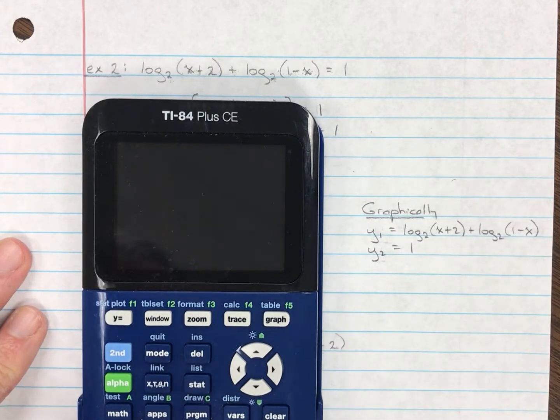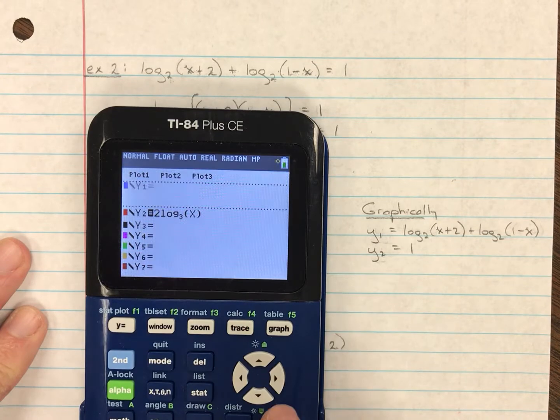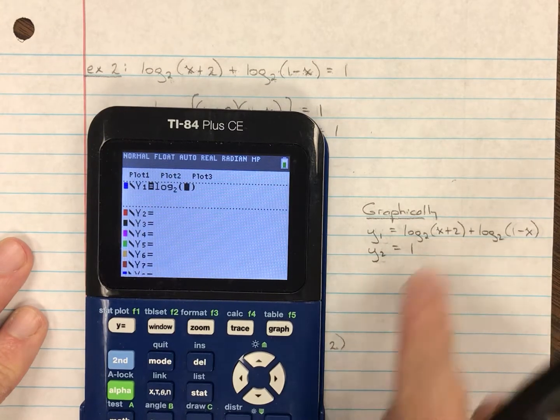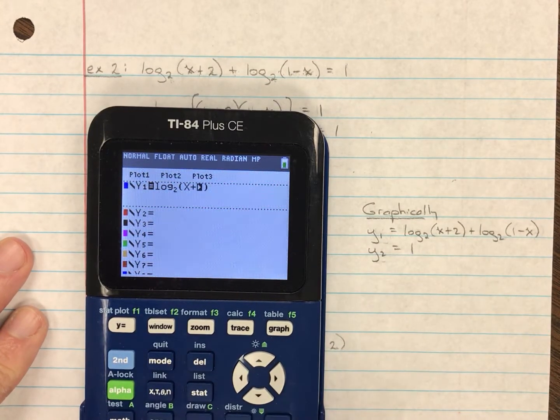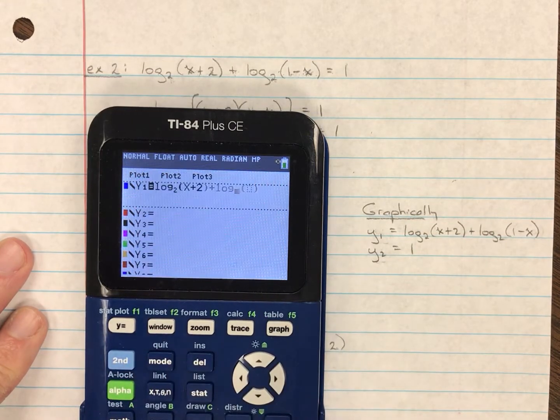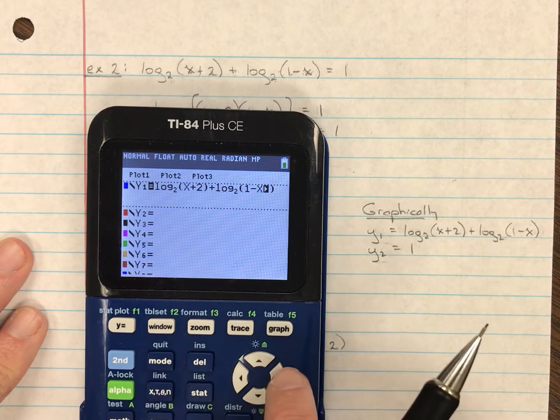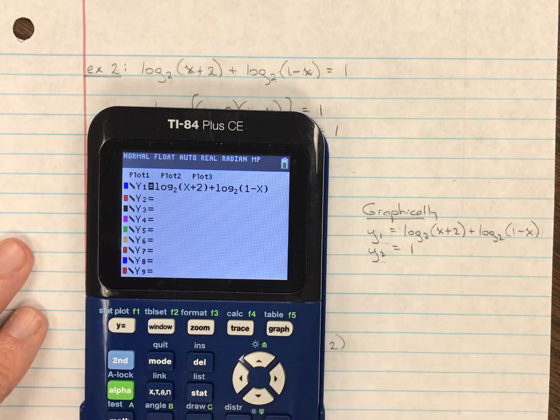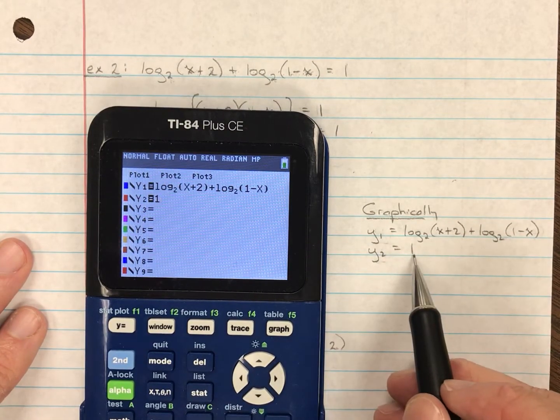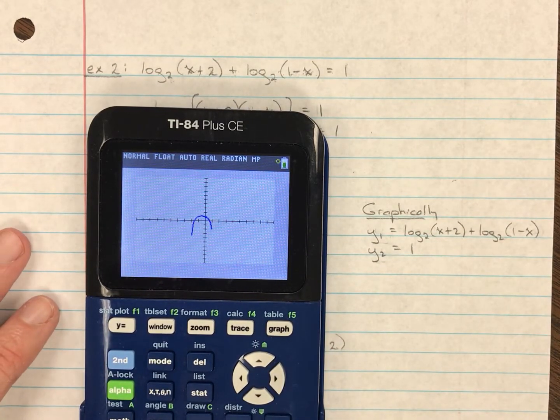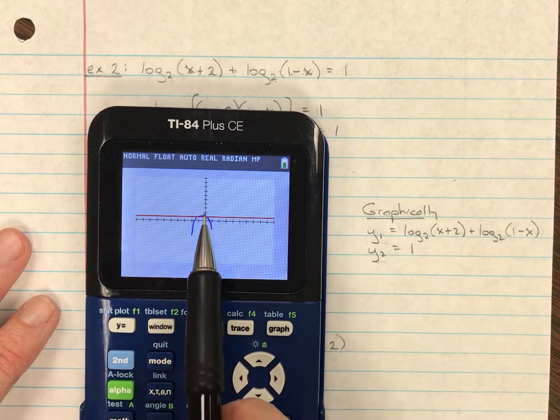Okay, so I'm going to be here. I'm going to clear out my previous. Okay, so I have log base 2 of x plus 2 plus log base 2 of 1 minus x. Okay, that's y1. y2, as I mentioned, is just simply a horizontal line through y equals 1. Let's press graph. Well, there's the first one, that kind of long expression, and here comes the line. Well, it looks like they intersect right in this area.